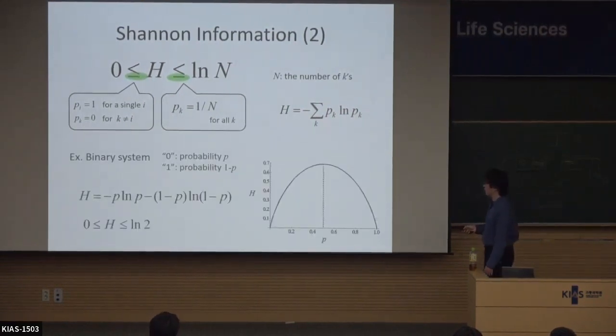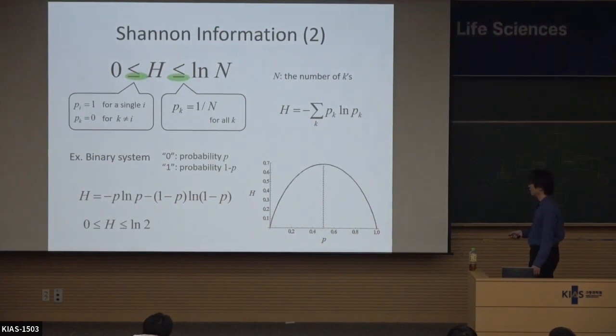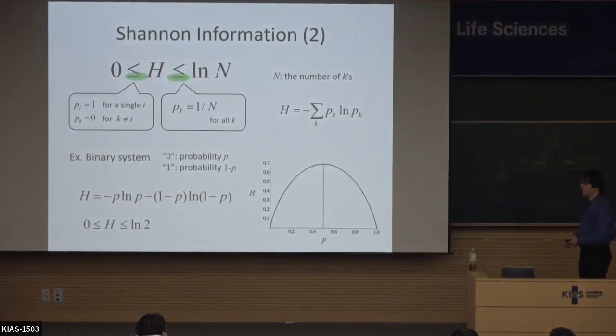The simplest example is this binary case. We have two possible events, like 0 and 1, and the probability of 0 is given by p. In this case, the Shannon information takes the form like this. If p is 1 half, the Shannon information takes the maximum value, that is log 2. On the other hand, if p is 0 or 1, then the Shannon information is just 0. Okay, so these are general mathematical properties. Also, you can prove this right inequality by using, for example, the Lagrange multiplier method. Or if you are familiar with the Kullback-Leibler divergence, then you can more easily show this inequality. But I skip that.